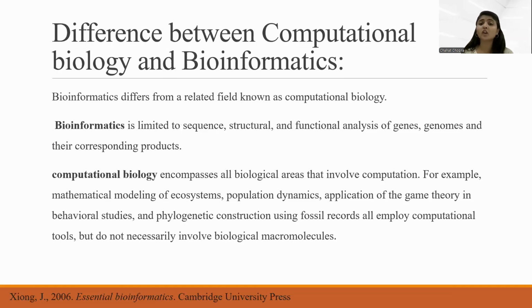Now, as we are using the words computers and biology together, some people may be confused that computational biology is bioinformatics, but no, these are totally different fields. Bioinformatics is limited to sequence, structure and functional analysis of genes, genomes, and their corresponding products, whereas computational biology includes all the biological areas that involve computation. For example, mathematical modeling of ecosystems, population dynamics, applications of game theory in behavioral studies, phylogenetic analysis, etc.